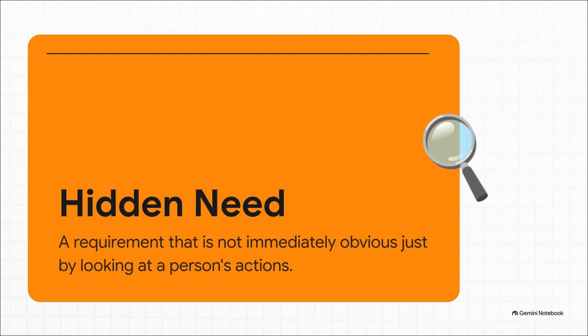A hidden need is a requirement that just isn't immediately obvious by merely watching a person's actions. Think about it. If you only observe the external world, the say, the do, and the look, you're only ever going to see the super obvious needs. But a truly groundbreaking design solves for the hidden need. It's the unspoken requirement. It's that nagging pain point the user doesn't even know how to articulate yet. Pinpointing this invisible gap is literally what separates decent design from world-changing design.